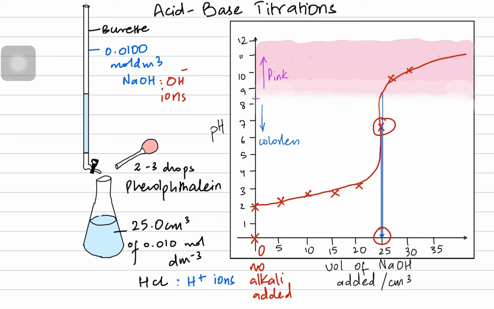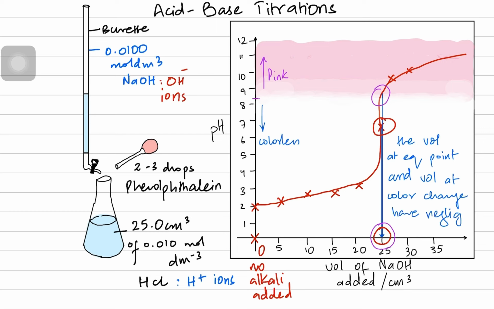You can see that at pH 7 you were using 25 centimeter cube of volume, and also at the color change point you were at 25. So the volume at the equivalence point when the titration was complete and the volume at color change are both 25. So that is really interesting for us. There is a negligible difference between the equivalence point volume and the color change volume. So this indicator is really good. You can call it a good boy. I don't know why I'm saying that.